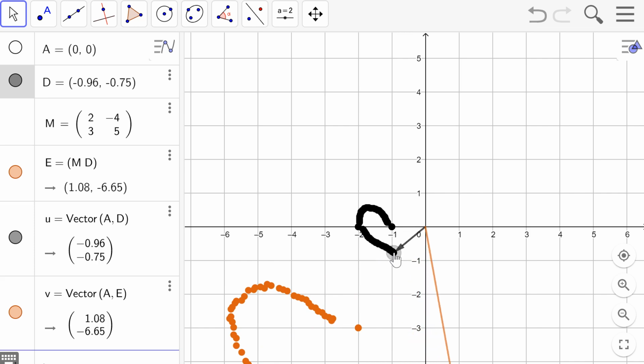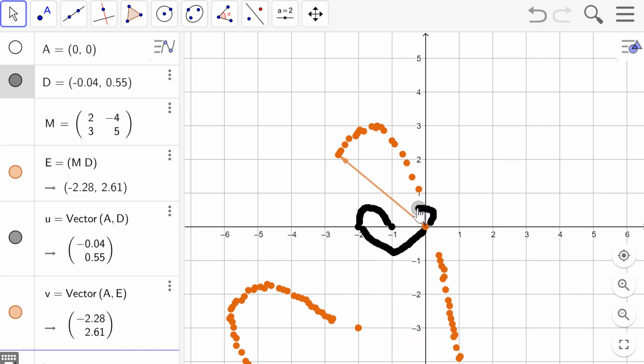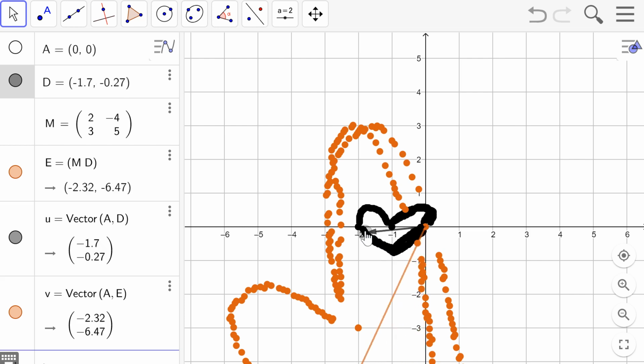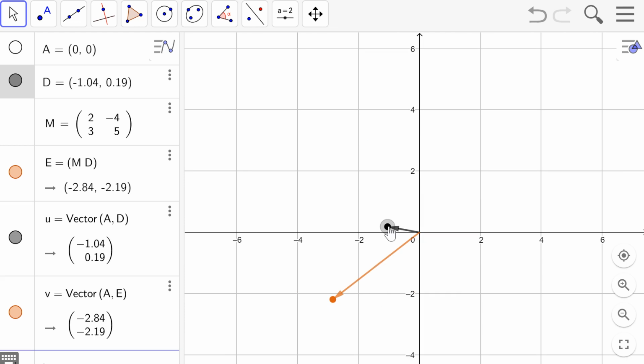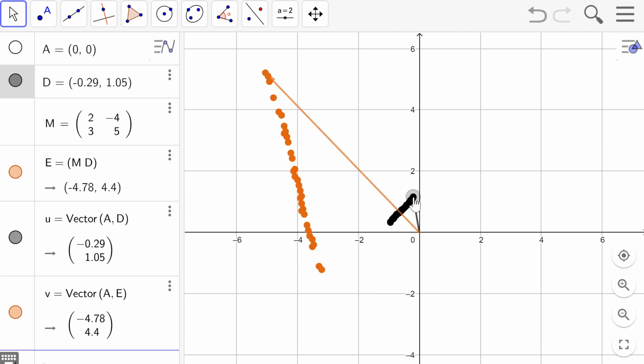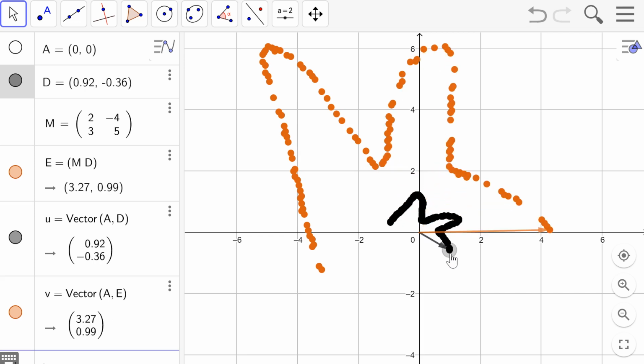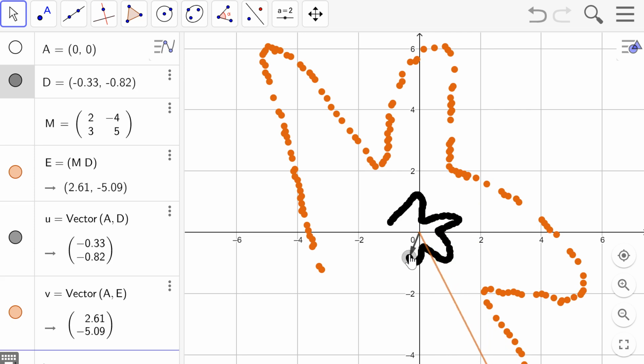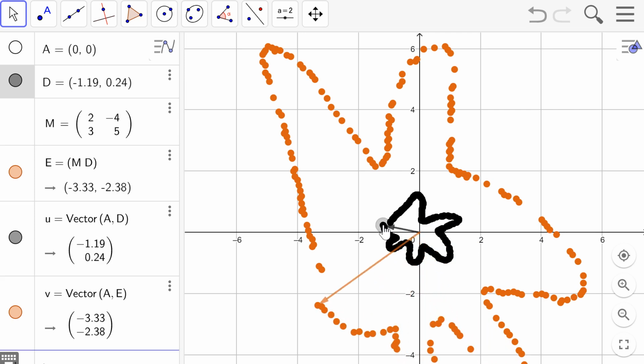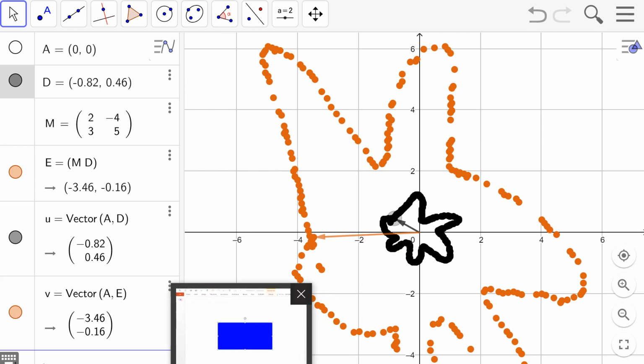Let me actually draw a heart shape here. You can see I have a black heart shape, and that black heart shape got sent to the bigger and rotated orange heart shape down here. So in a way, what a linear transformation does is it sends one thing to another thing, where it can be rotated, it can be bigger, and it can be skewed. So in a way, linear transformation has to do with what we have in image processing.